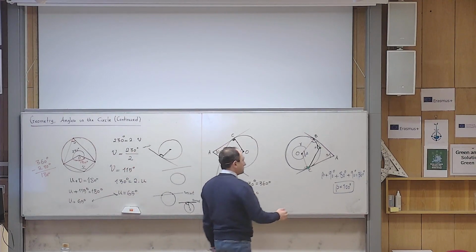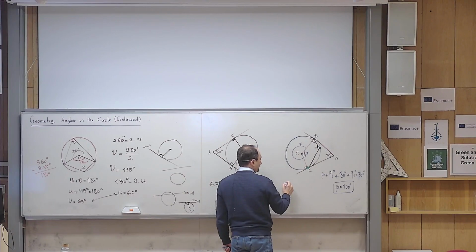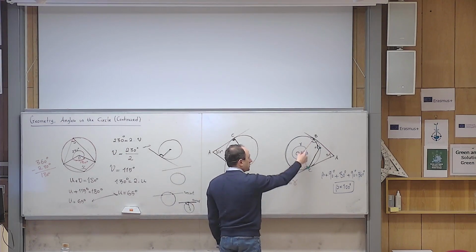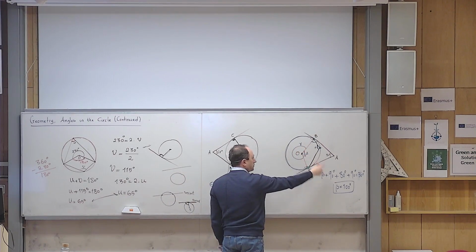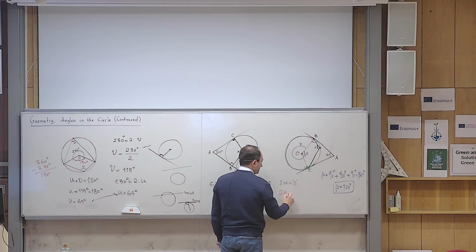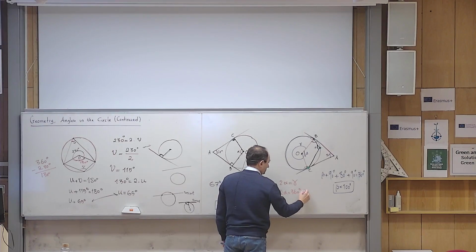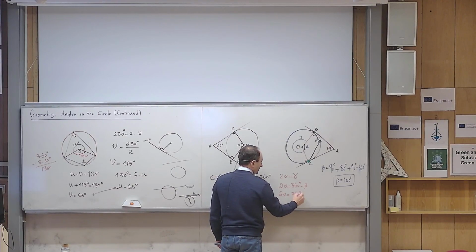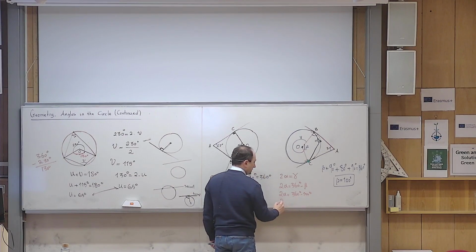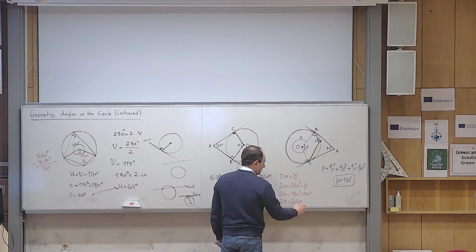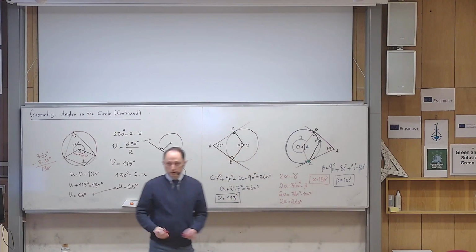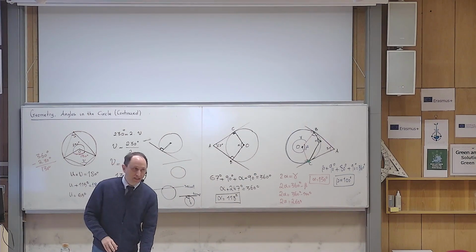So the theorem tells me that alpha times 2 is gamma. But gamma itself is 360 degrees minus beta. I know beta, so 2 alpha becomes 360 degrees minus 100 degrees. It becomes 260 degrees. So the alpha that I am looking for is 130 degrees.